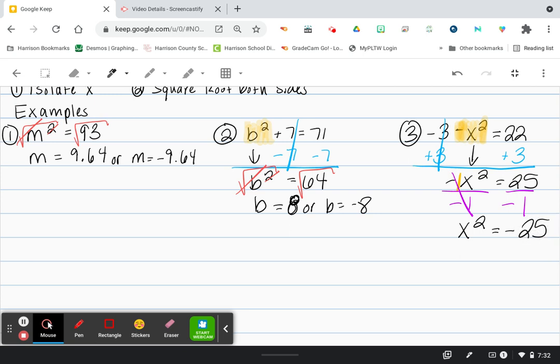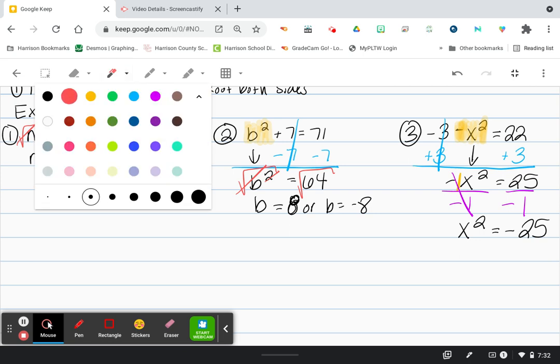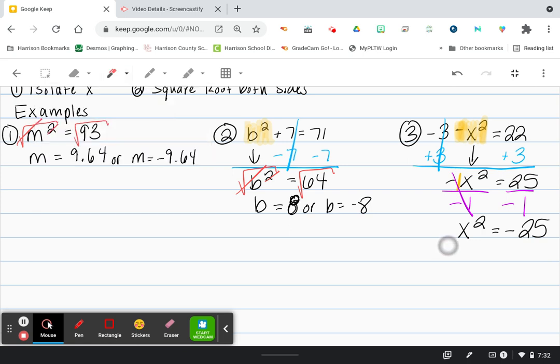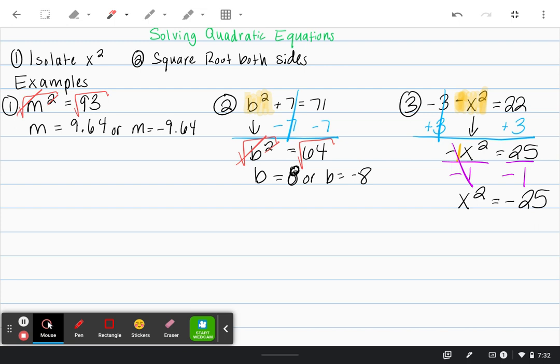Now here's where you got to be careful. Yes, your last step here is to square root both sides. But here's my question to you. Look at the 25. It is negative. Can you square root a negative? Now, let's talk about why you can or you cannot.